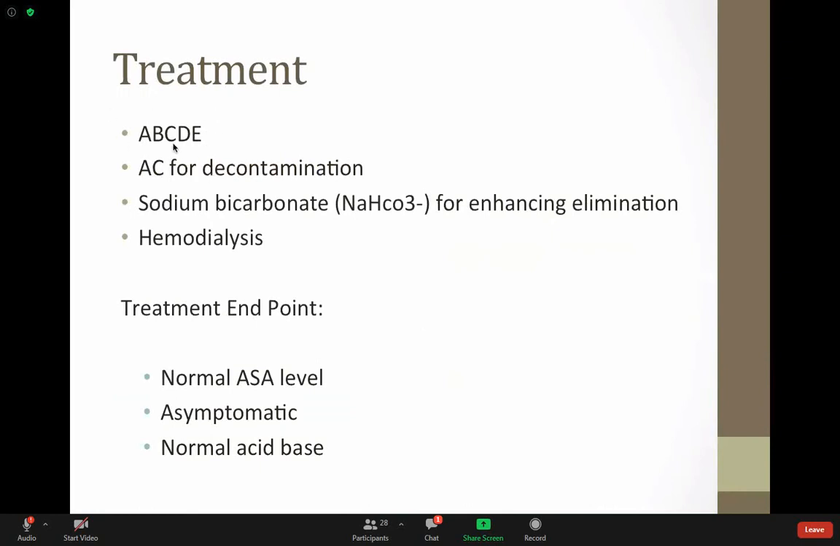Treatment: A, B, C, D, E, as everything else. Activated charcoal is good for aspirin if there is no contraindication. Sodium bicarb, and if they have acidosis, CNS toxicity, renal failure, or any organ damage, they will need dialysis as well as the sodium bicarb. So when do you stop? When the aspirin level is normal, at least 2 levels, they are asymptomatic, and they don't have metabolic acidosis.